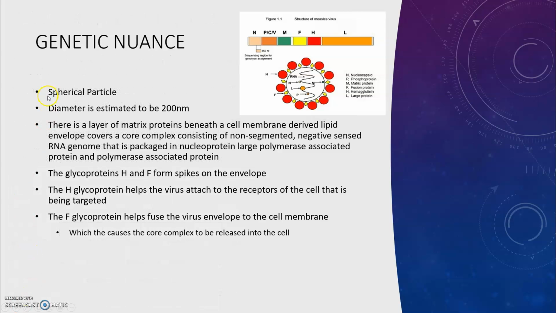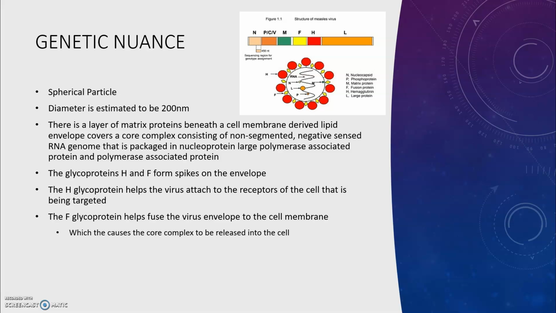So we're going to talk about genetic nuance. The measles virus is a spherical particle. It's estimated to be 200 nanometers in diameter. There is a layer of matrix proteins beneath a cell membrane-derived lipid envelope that covers a core complex consisting of a non-segmented, negative-sense RNA genome that is packaged in nucleoprotein, large polymerase-associated protein, and polymerase-associated protein.